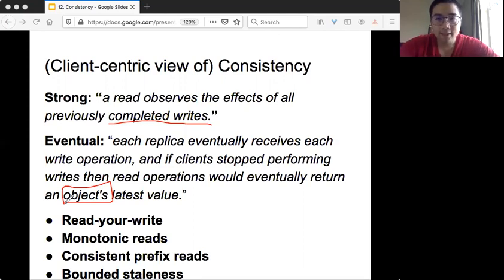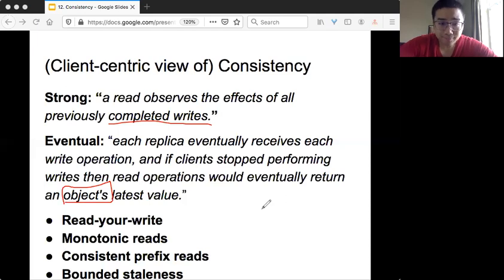Okay. And then last time we talked about read-your-writes. We also talked about monotonic reads, and consistent prefix, and all of them actually belong to eventual consistency. And the final one that we introduce today, also mentioned in Doug's article, is called bounded staleness.